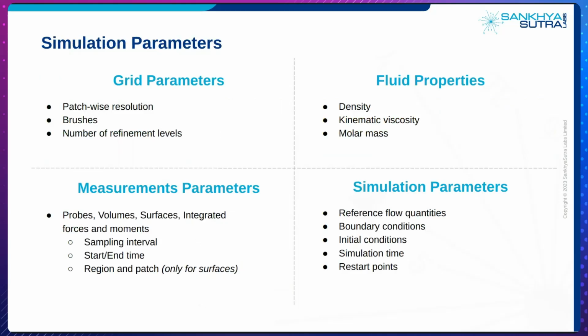Then you set the simulation parameters. To start with, the grid parameters have majorly to do with the resolution of the grid, the extent of the grid, etc. Patch-wise resolution basically refers to the resolution that the user wants to specify on a specific region of their STL file. So your STL files can be divided into different patches.